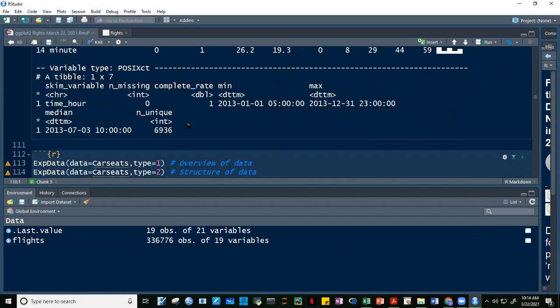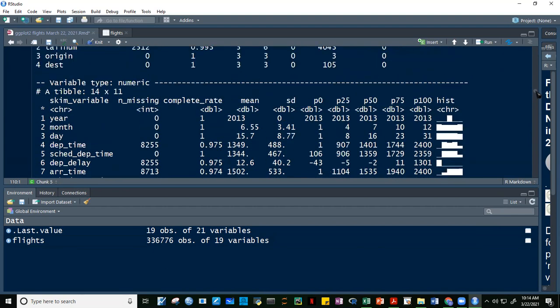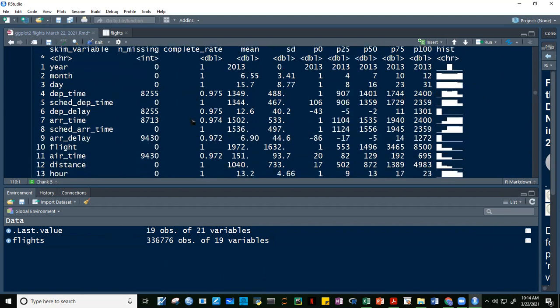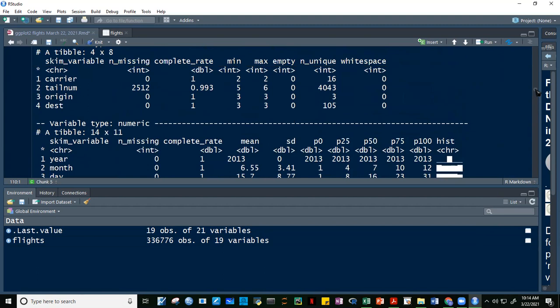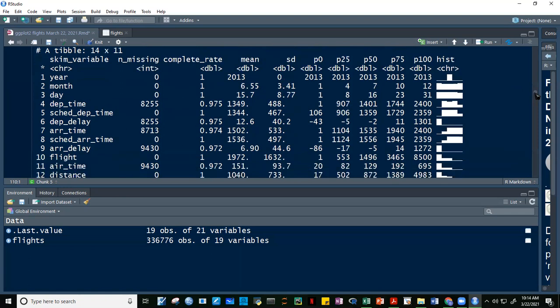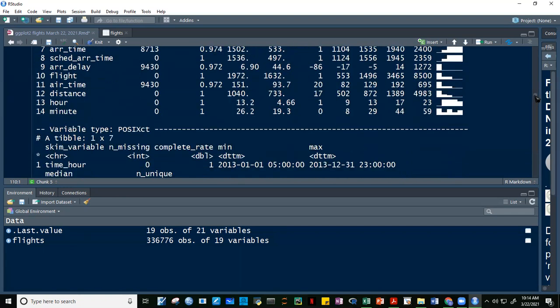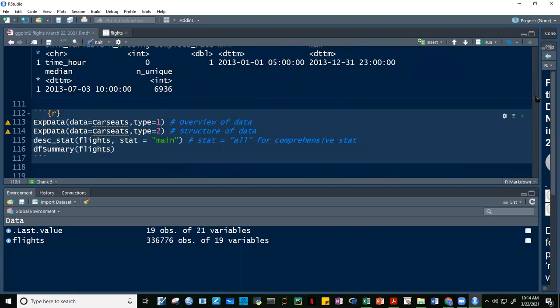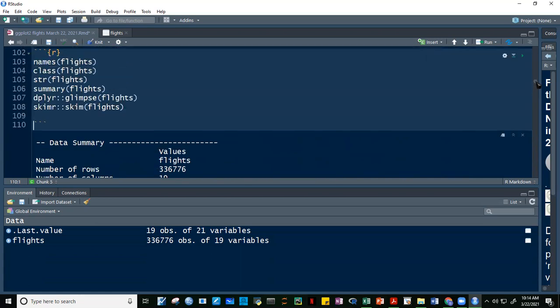And then lastly, our POSIX variable. So 19 variables all in all, 336,000 plus observations. Okay, any questions about this, guys? Because later on, when we do some more modeling, it's important for us to know how to generate the descriptive statistics. What are the descriptive statistics here? Okay, not so much here.